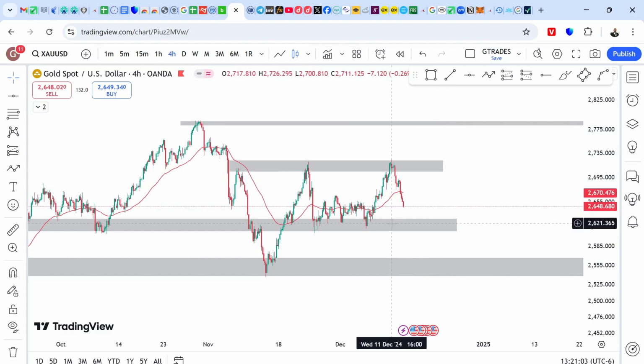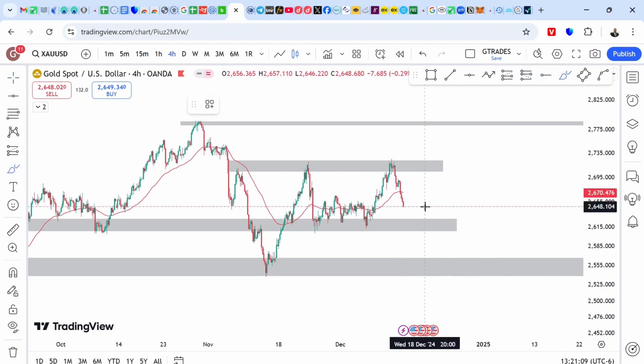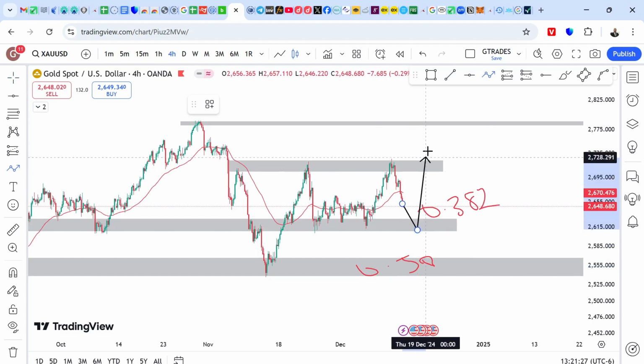But if price comes back here, because this zone is a very strong Fibonacci retracement level, this is the 0.382 Fibonacci retracement level, because price has gotten here before. This is the 0.50 retracement level that price bounced off from before price coming to touch 0.38. So from here, I'm expecting that price will come back here and do something of this nature.